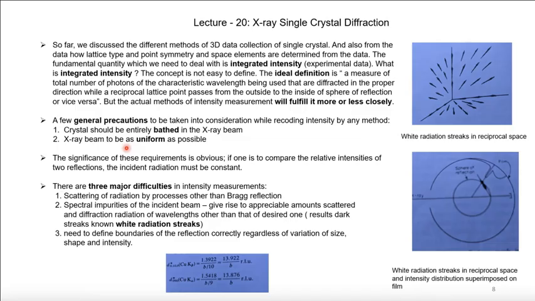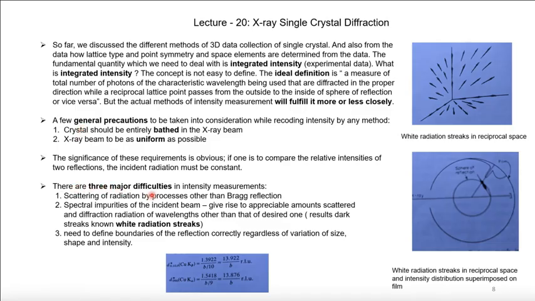Or as I said earlier, the film method is now more or less obsolete. It is only for classroom discussions or classroom demonstration. The significance of these requirements is obvious if one is to compare the relative intensity of two reflections. So we are comparing the relative intensity of two reflections. If we want to compare this relative intensity, we have to take consideration of these two precautions very much.